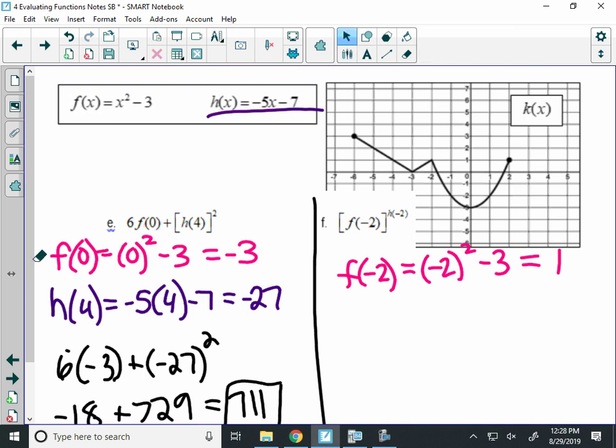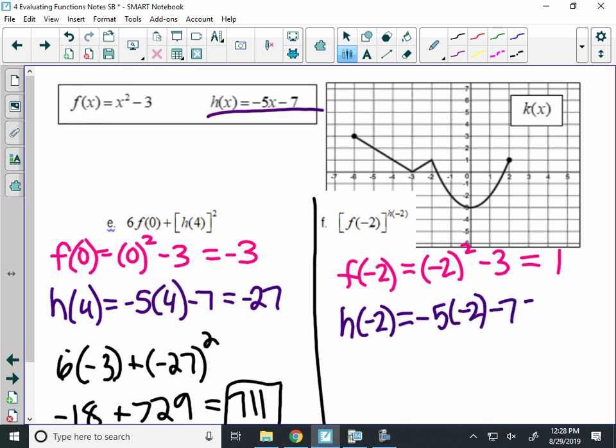Okay, now we need to find h of negative 2. Yeah, so negative 5 times negative 2 is positive 10, minus 7 is 3. Well, all I want you to find is f of negative 2, which is 1, to the h of negative 2 power, and 1 cubed is 1. Alright, not too challenging.